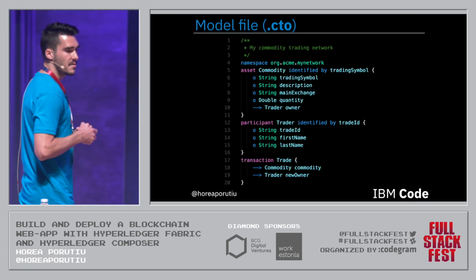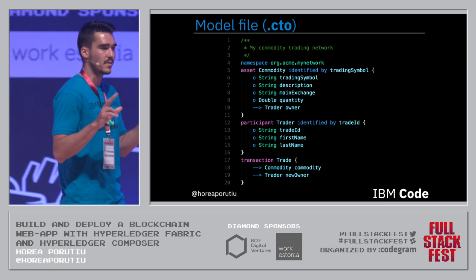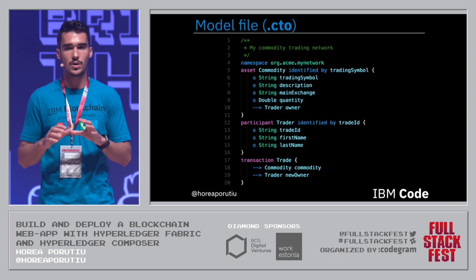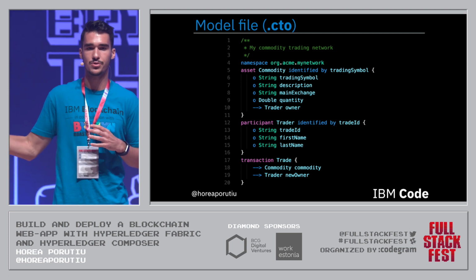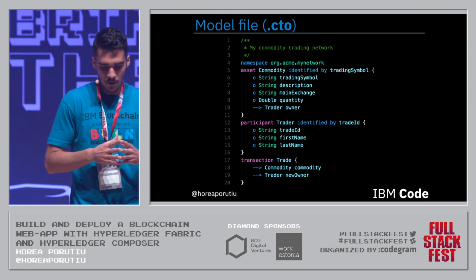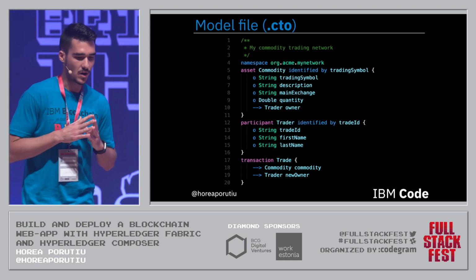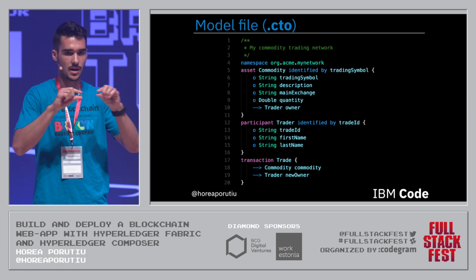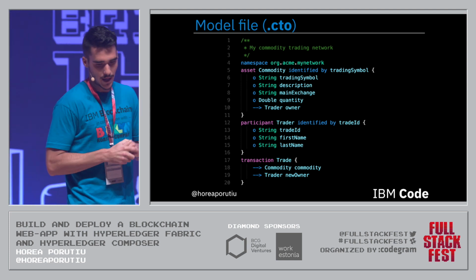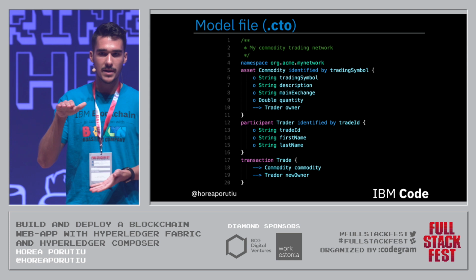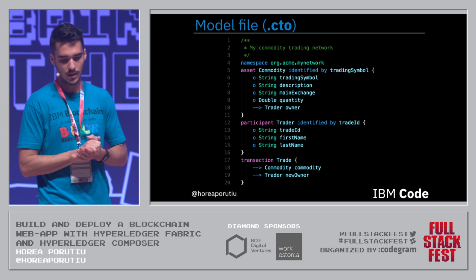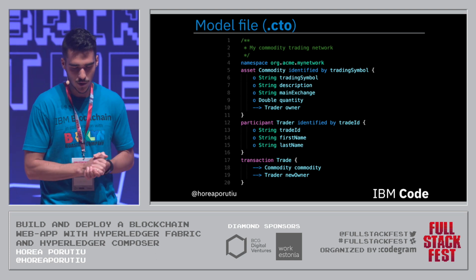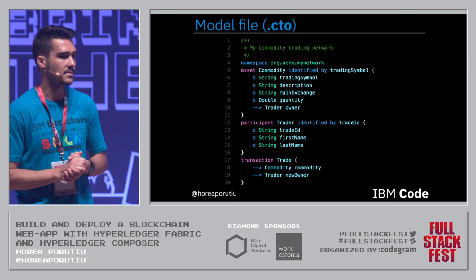So here I have a very simple, hello world kind of model file. I will show you deploying this with Composer as part of the demo. First thing, we have our namespace at the top. After that, everything we want to reference in the blockchain will be coming from this namespace. Once we have defined our namespace, we can define our asset. We see here we just have a very generic asset called commodity, and we have 5 different fields for this asset.